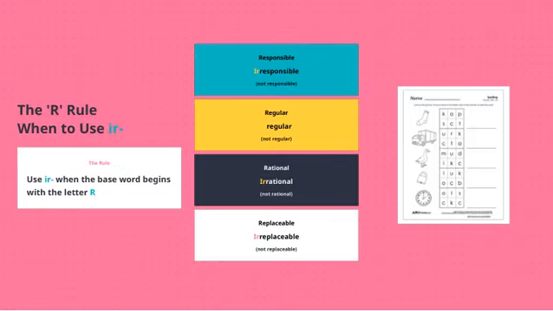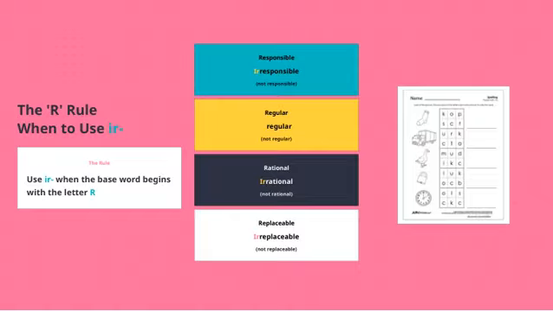All right, let's talk about the R rule today. This is a really useful guideline for knowing when to use ir at the beginning of a word. The key point here is that we use ir when the base word starts with the letter R. For example, take the word responsible. Since the root is responsible, we add ir to make it irresponsible. Similarly, with regular, when we add ir it becomes irregular.